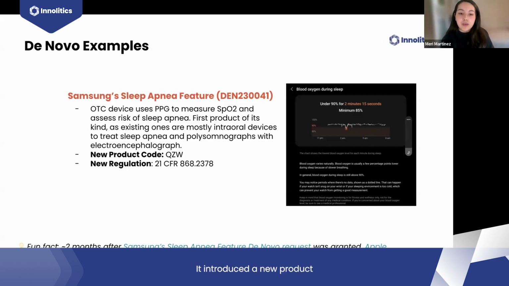It introduced a new product code, a new regulation, and another fun fact also involving Apple is that I realized that 2 months after Samsung received the de novo grant, Apple submitted their 510(k). So I don't know if Apple was just super quick in putting it together or if they were both working on it at the same time, but it was just very interesting to see.